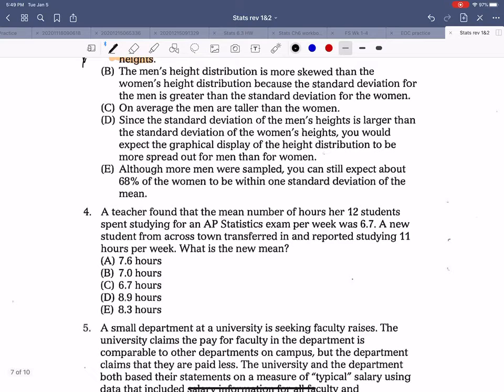Question number 4, a teacher found the mean number of hours her 12 students spent studying for the AP exam was 6.7. So they added up all these hours that they studied and they divided it by 12 and they got the number 6.7. Okay. A new student from across town is transferred in and reported studying 11 hours a week. What is our new mean? Okay, so we did a problem similar to this, but let's go ahead and calculate this. So I could pretend that all 12 students have exactly the same amount. So it would be the same as all 12 studying for 6.7 hours. So let's multiply that.